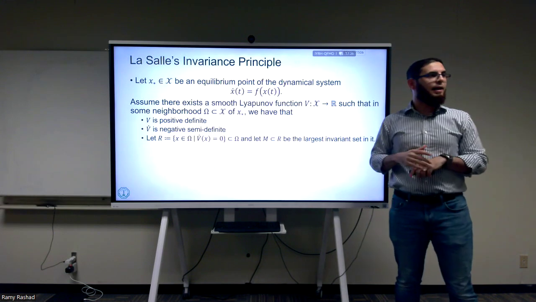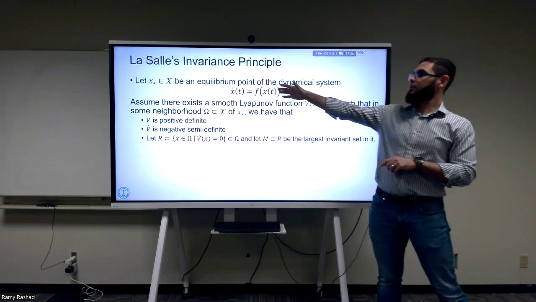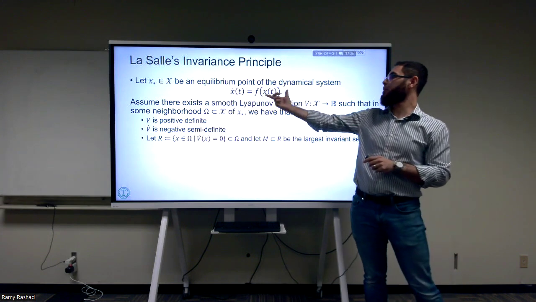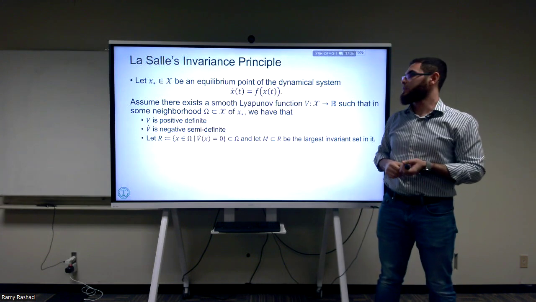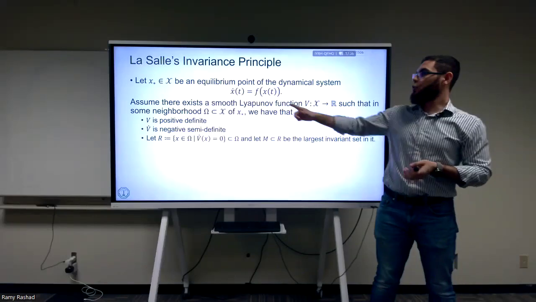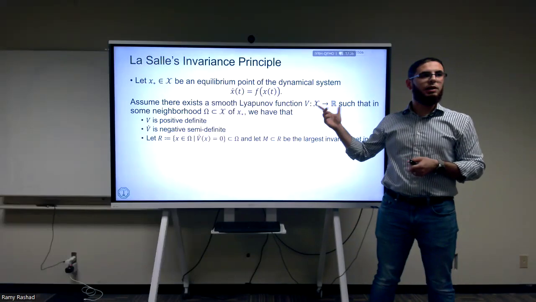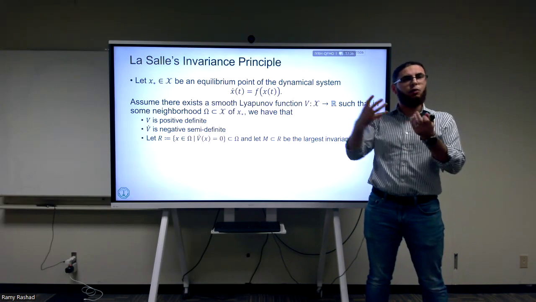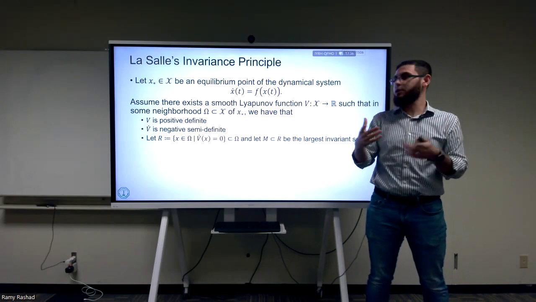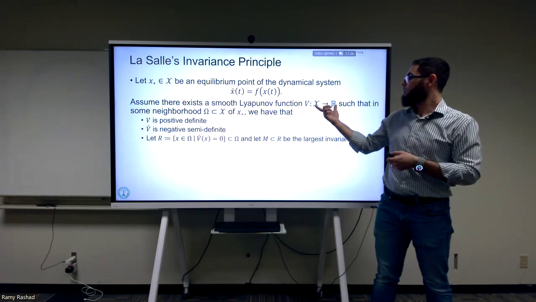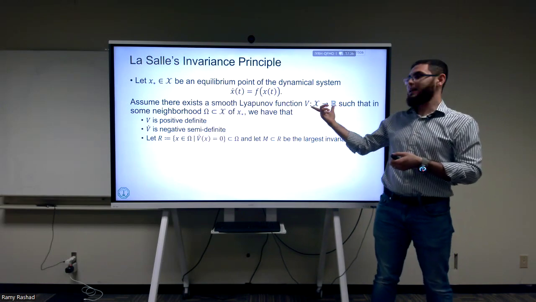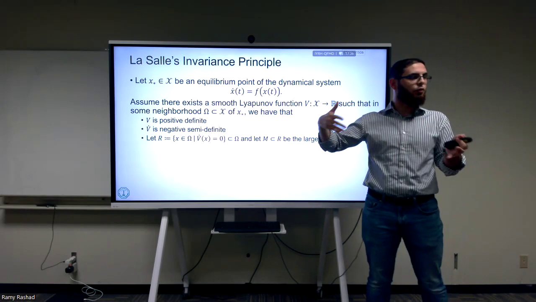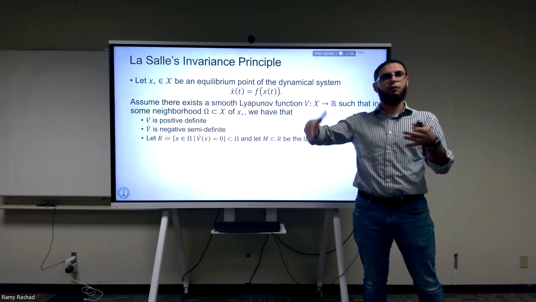Now let's see Lassalle's invariance principle. Let X star, which is a point in the state space, be an equilibrium point of the dynamical system X dot equals f of X and t. And assume that there exists a smooth Lyapunov function. Everything we're doing is smooth because we're taking derivatives. This is why we need the manifold structure. We cannot talk about it in general, so we need smoothness and differentiability. So V of X is smooth, which means it's infinitely differentiable, with an infinite number of continuous derivatives.